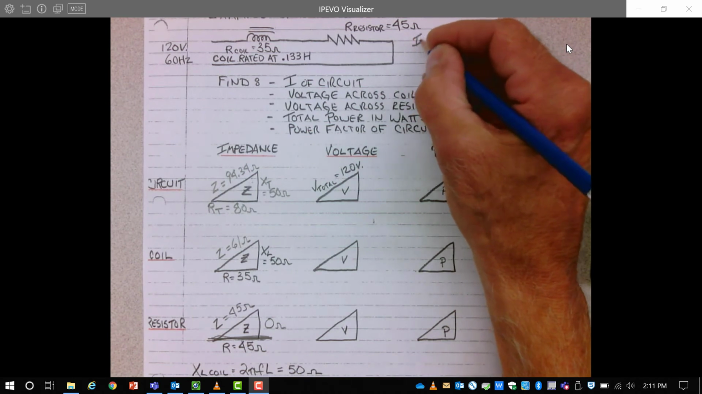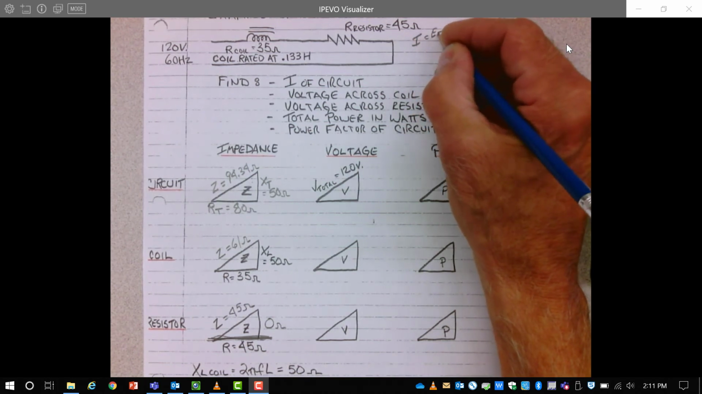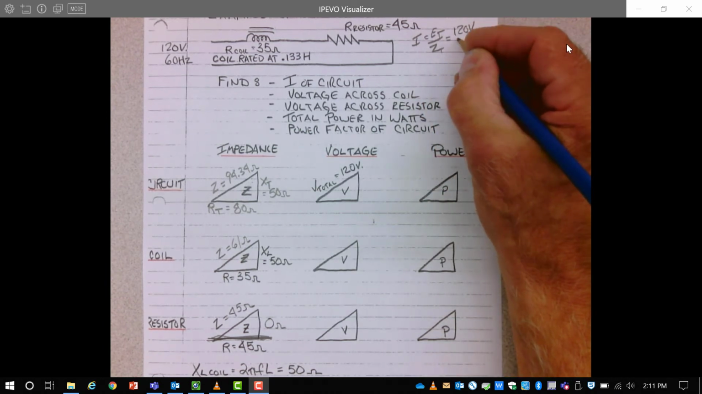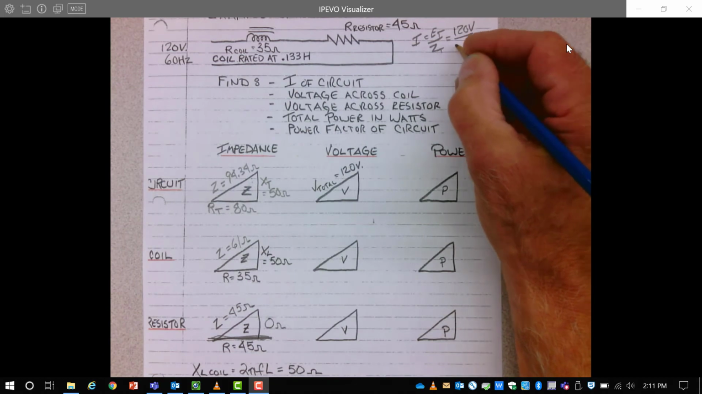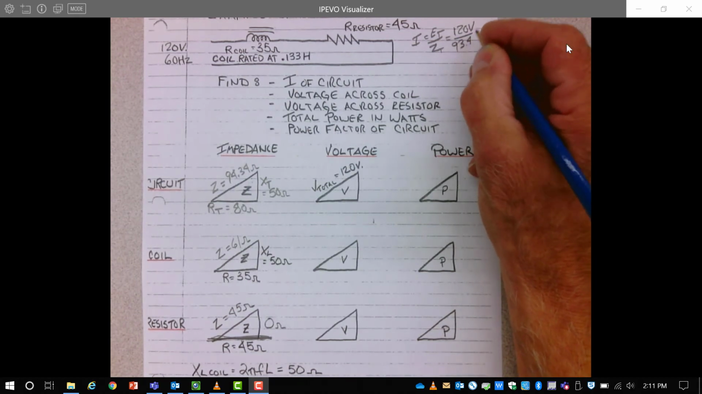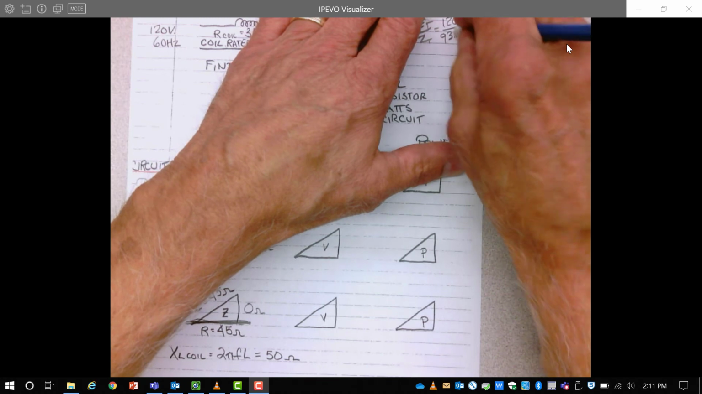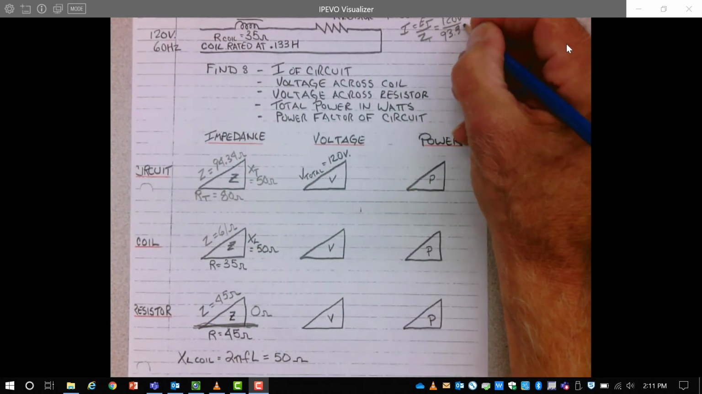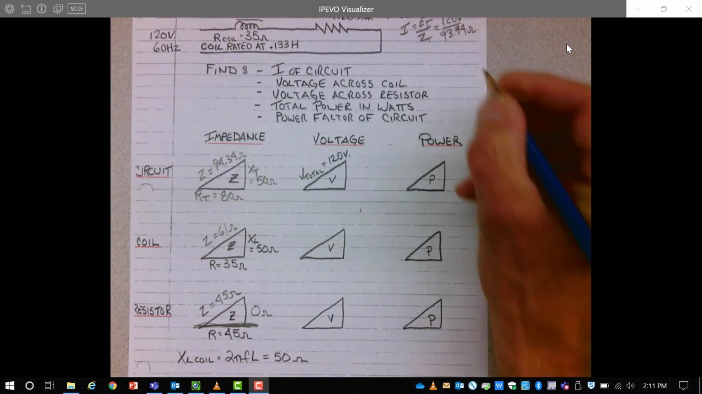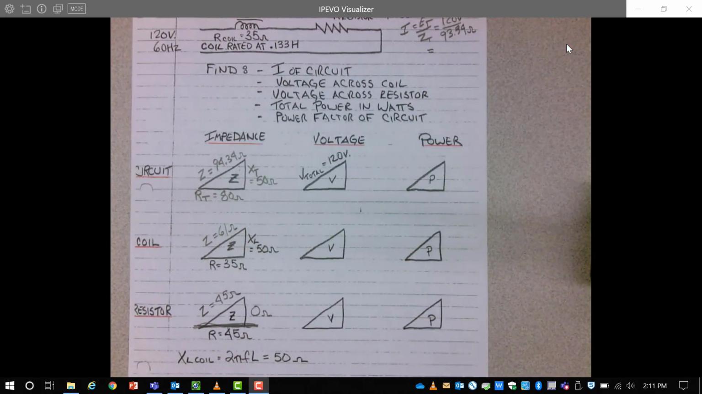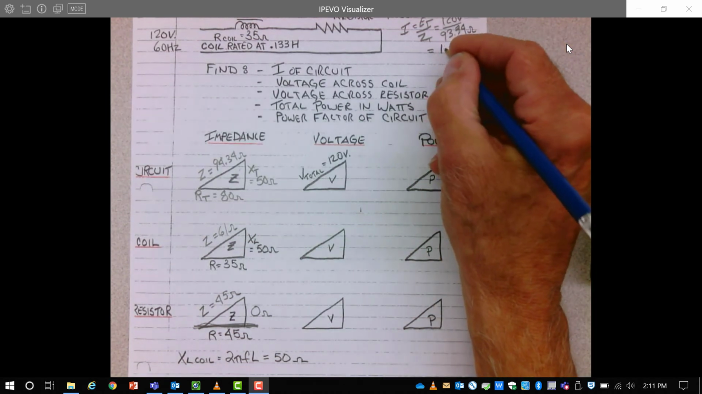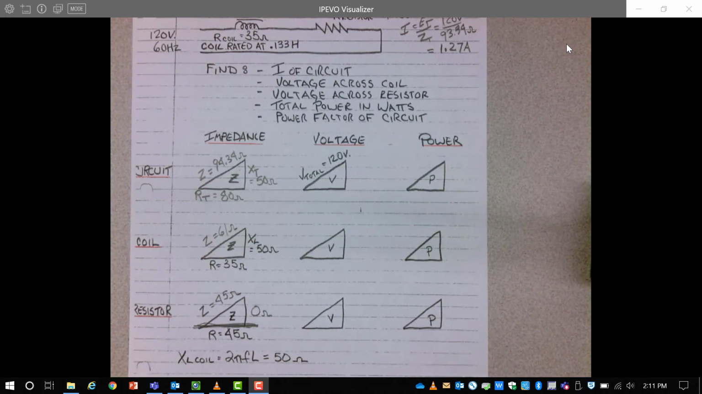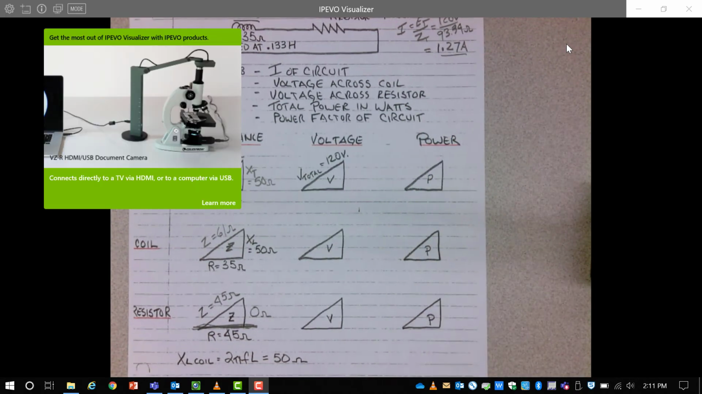I equals E total over Z total, which is 120 volts divided by 94.34 ohms, which will give me 1.27 amps. That is the current of the circuit.